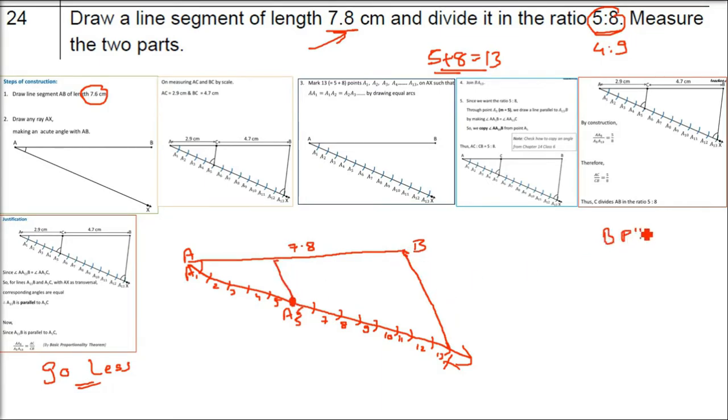So in this BPT theorem, when there is a line parallel to one side of a triangle, it divides the other two sides in the equal ratio. That is, if this part is 5:8, this part will also be 5:8. Just compute the length or find out the length and write it. That will be a better answer to be provided by you.